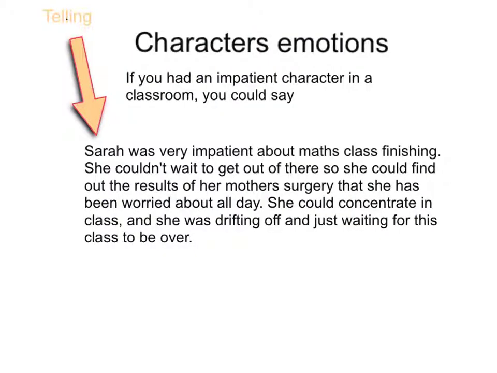Okay, so the second example I'm going to give you is about a character's emotion. So we're going to have a character who's really impatient about something that's going on, and we're going to look at, once again, the two different ways that you could portray that character being impatient in the story. This excerpt from a story is going to be about a girl called Sarah who's really impatient about her class finishing in school.